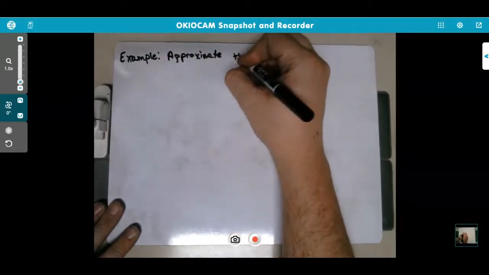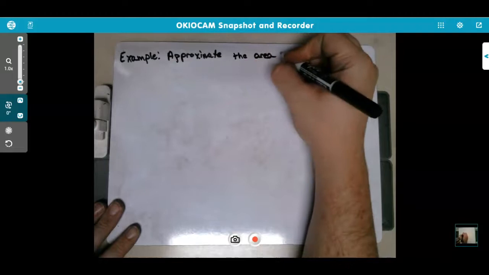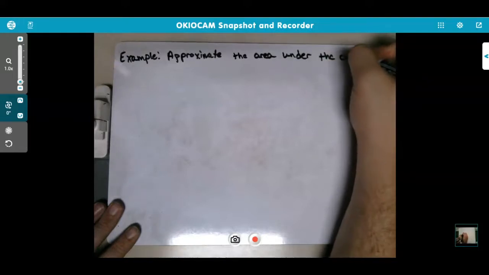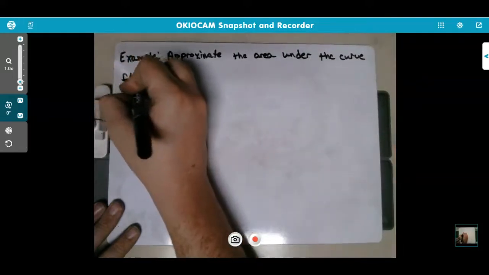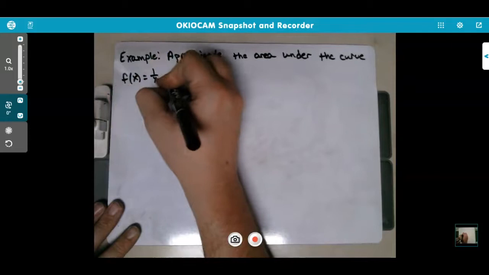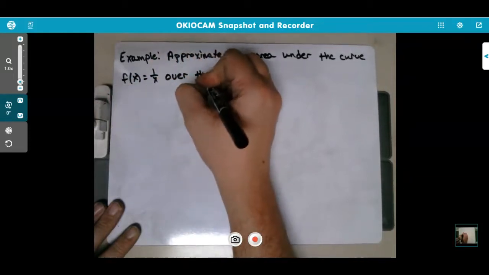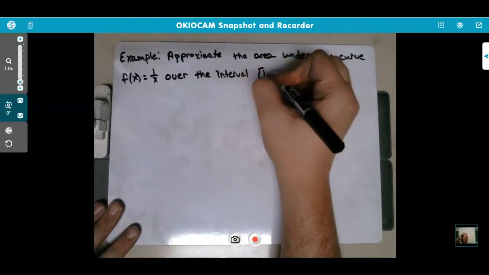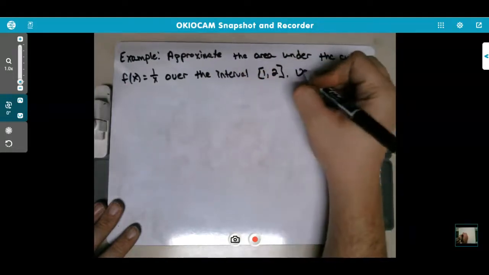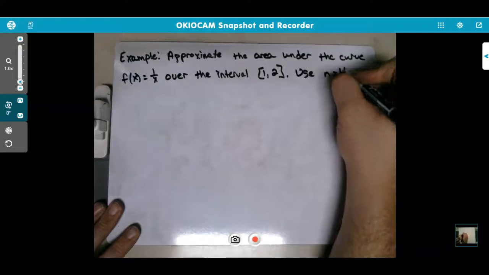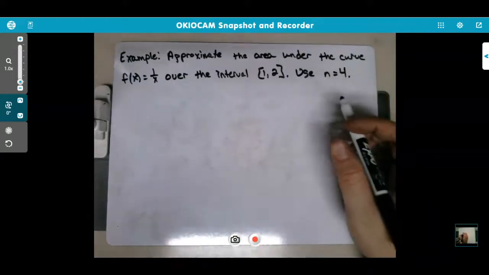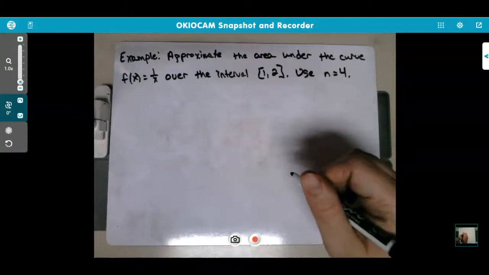Approximate the area under the curve f of x equals 1 over x over the interval 1 to 2, and I want you to use n is equal to 4. What I mean by this is I want you to split it into 4 parts, is what we mean there.